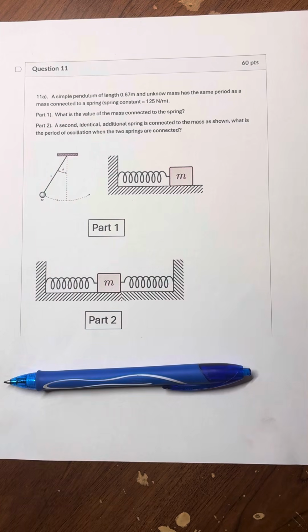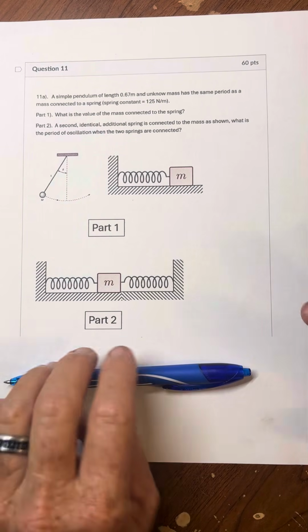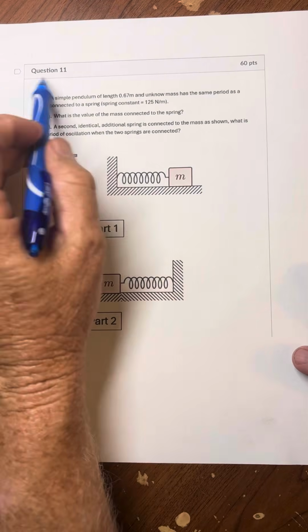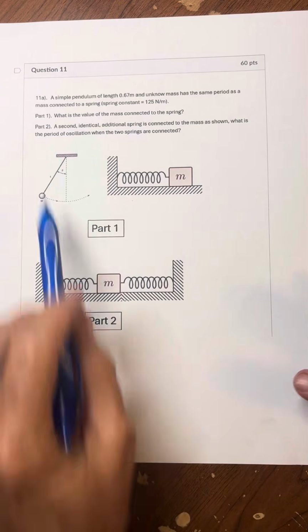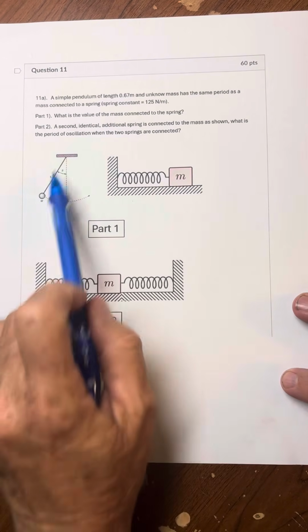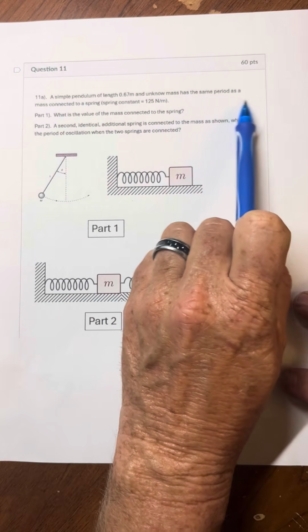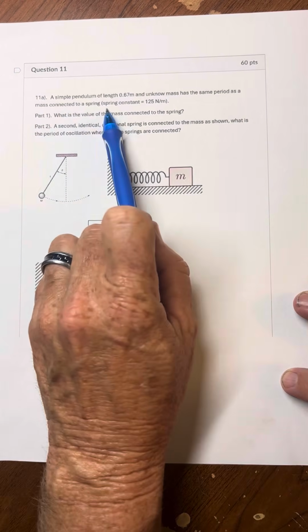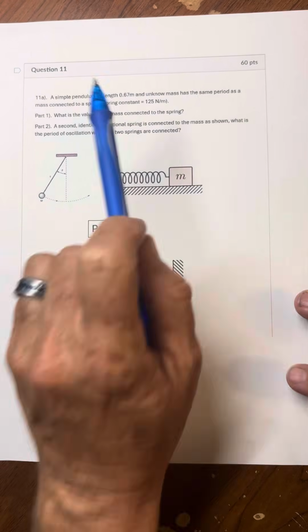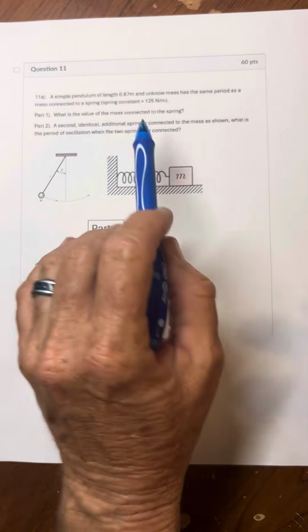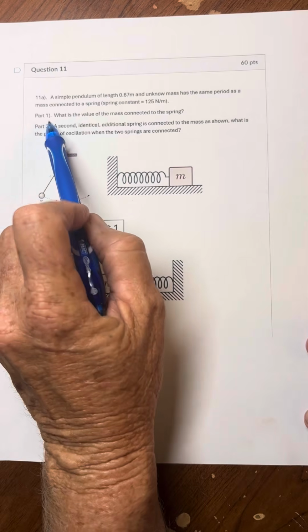All right, hey, let's go over the free response questions now. Let's look at question 11, 11A here. It says a simple pendulum of length, and we'll show a little picture, of unknown mass has the same period as a mass connected to a spring with a spring constant of 125 newtons per meter. Part 1, what is the value of the mass?